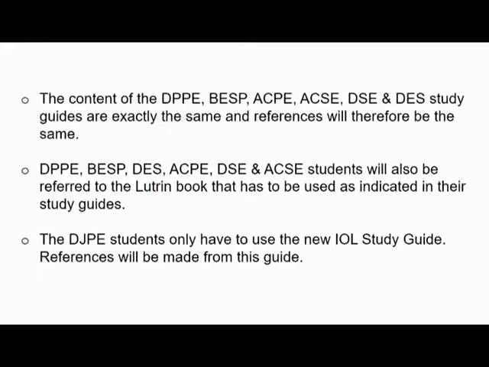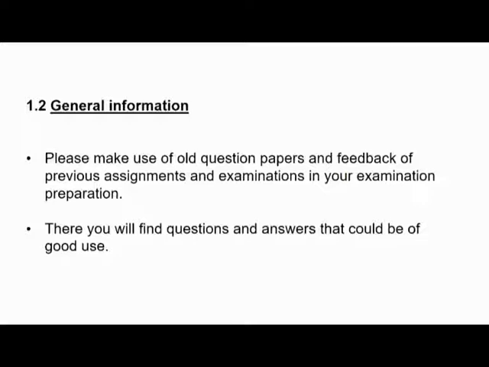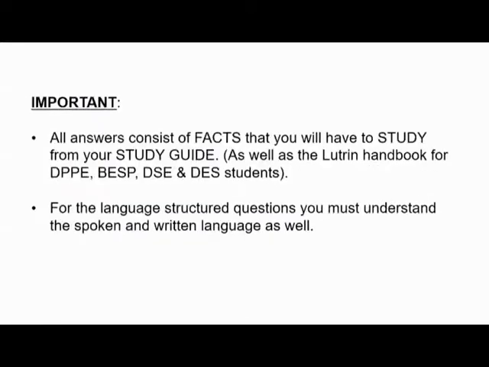DPPE, BSP, DES, ACPE, DSE, and ACSE students will also be referred to the Lutheran book that has to be used as indicated in their study guides. The DJPE students only have to use their new IOL study guide, and references will be made from this guide. Please make use of old question papers and feedback of previous assignments and examinations in your examination preparation. There you will find questions and answers that could be of good use.